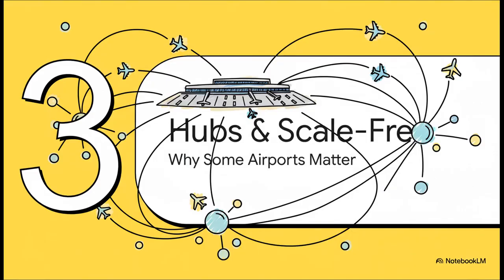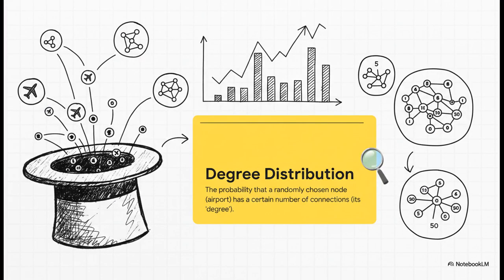Now, all this efficiency points to something really important. Not all airports are created equal. The whole network really leans on a few key players to connect everybody else. And that brings us to the whole idea of hubs and what's called a scale-free structure. To really get this, we need a tool called the degree distribution. It sounds technical, but it's a really simple idea.